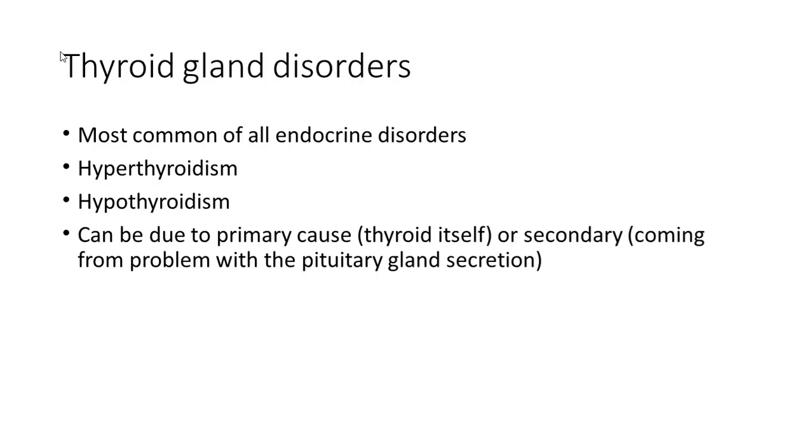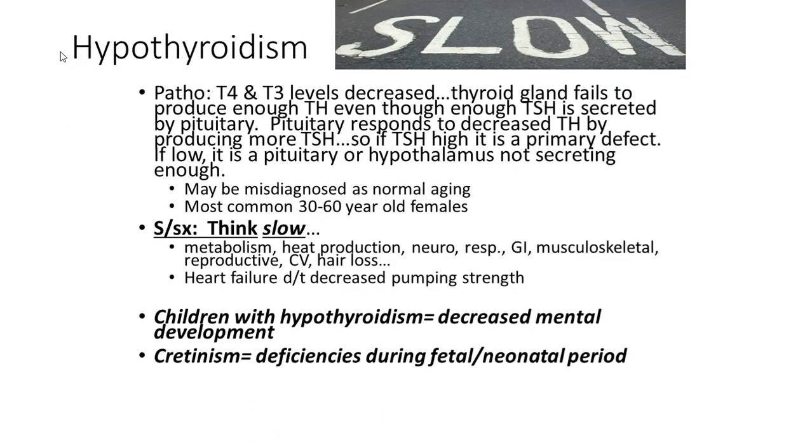All right. So like I said, thyroid is the most common issue when it comes to endocrine, that and diabetes. In hypothyroidism, you're going to see the TSH, the T4, the T3, those levels are going to be decreased. You're going to see them low. The thyroid gland is not producing enough thyroid hormone.